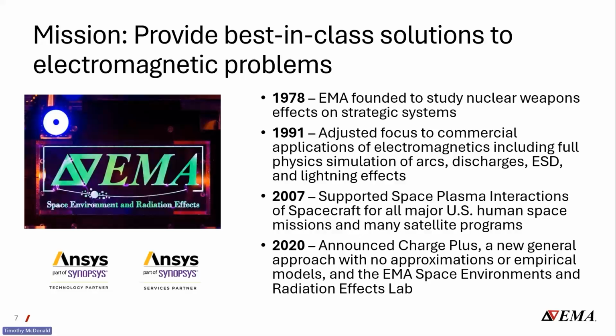In 2007, EMA started supporting space plasma interactions on spacecraft and quickly became active in all major U.S. human spaceflight missions, including the Artemis Orion program, as well as many satellite programs and satellite constellations under development and currently deployed. Then in 2020, EMA announced Charge Plus, which is a new general approach that we're going to talk about today without approximations or empirical models.